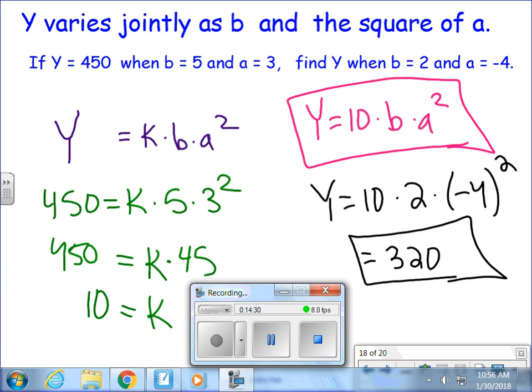Yay! Did you remember to do your pink step? Put that 10 in. And then our final answer, make sure you're using parentheses around that -4, because -4 squared is a positive 16 here, and the calculator does it wrong without parentheses. So it's a positive 320 as the answer. Who gets a diploma today?